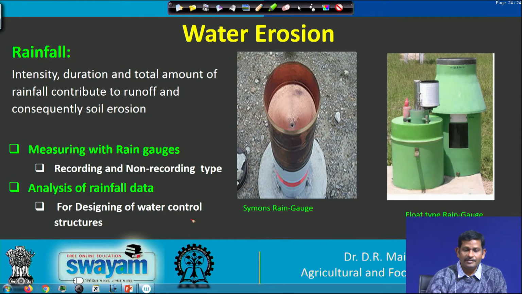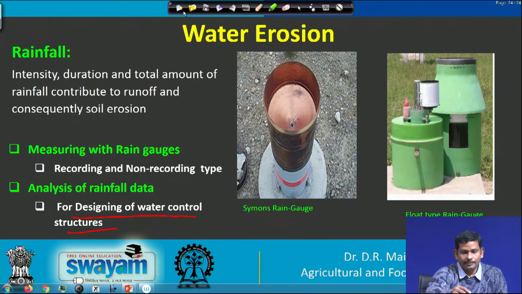The analysis of rain data is very important in order to design the water control structures, as I mentioned. We are going to see what the peak flow rate is in that particular area, so that we can use that number to design the carrying capacity of the particular structure.